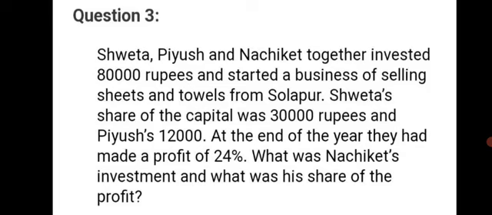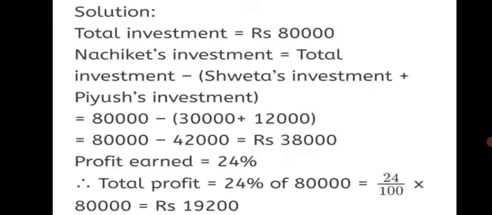So the first question is we have to find Nachiket's investment. That can be easily done if we subtract from the total the investment of Piyush and Shweta. Total investment is given, 80,000 rupees, and Shweta's and Piyush's are also given. So first we will subtract from the total the investment done by Piyush and Shweta. So let's have a look at the solution.